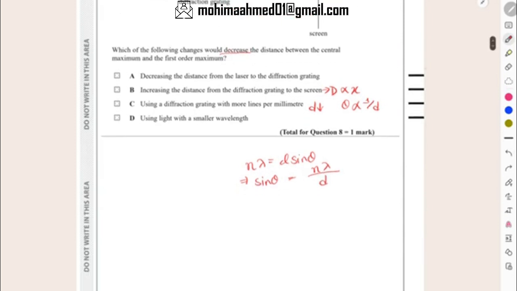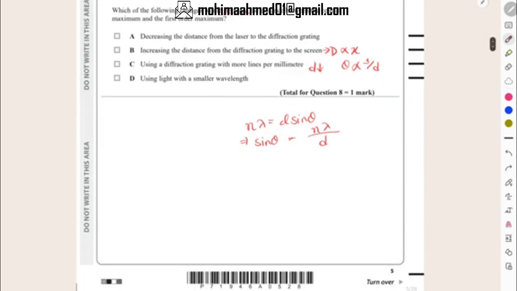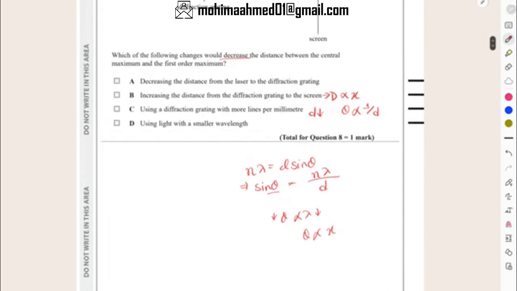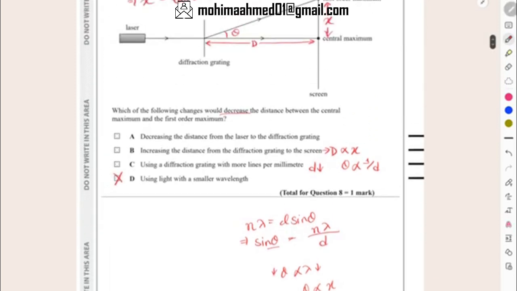The last one over here says use light with a smaller wavelength. As we can see, theta and wavelength are directly proportional. Theta is directly proportional to wavelength. So using a smaller wavelength causes a smaller theta. If you have a smaller theta, in that case, you'll also have a smaller x, which was the distance between your first and central maxima. So yes, option D is the correct answer.